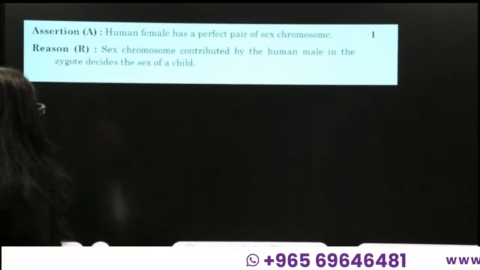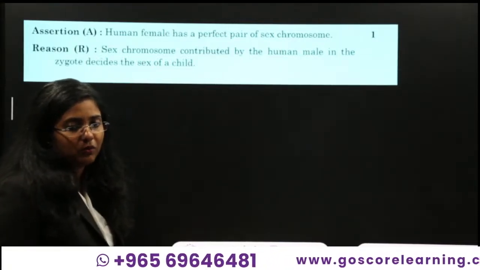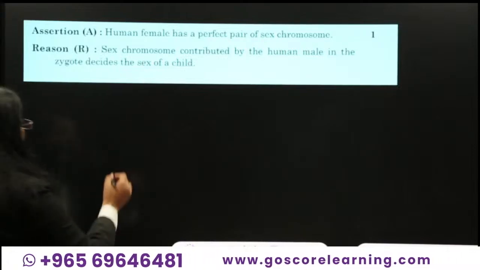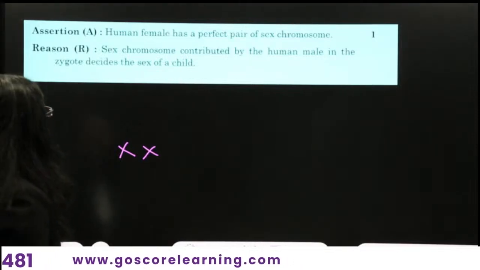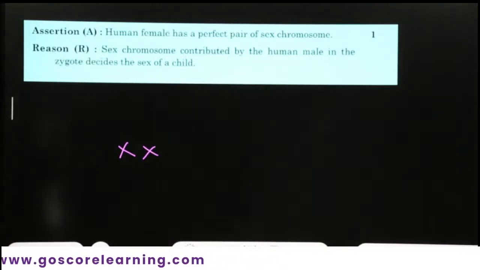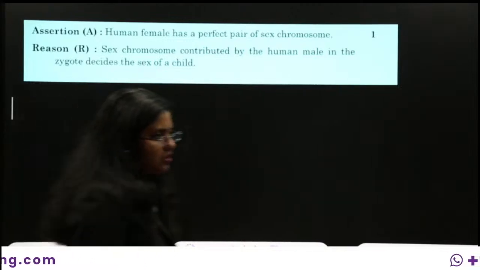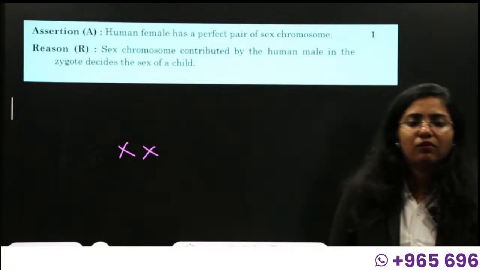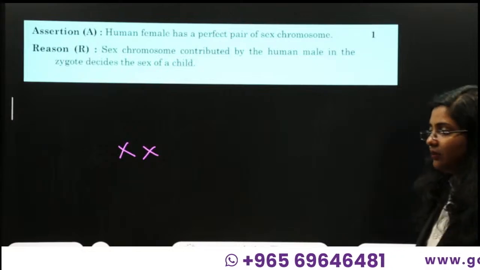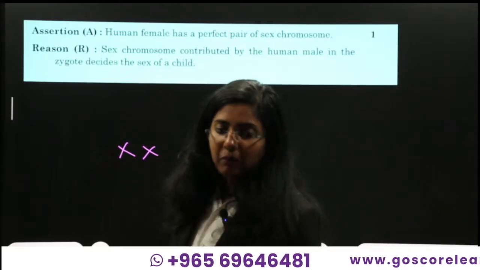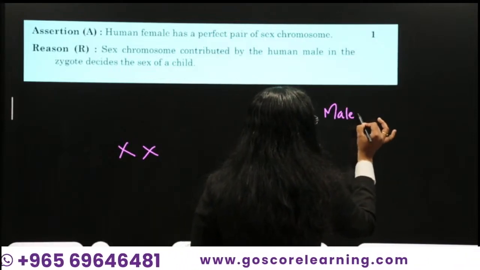Human female has a perfect pair of sex chromosomes. Yes, it has a perfect pair of sex chromosomes. It is clear, right? What is the perfect pair of chromosomes? It is X chromosome and X chromosome. They have a perfect pair of chromosomes. The reason given here is X chromosome contributed by the human male in the zygote decides the sex of the child. Yes, of course. The sex of the child is always determined by what? It is determined by the father, or we can say it is determined by the male, since XY is the chromosome for male. In the case of male, XY is the chromosome.